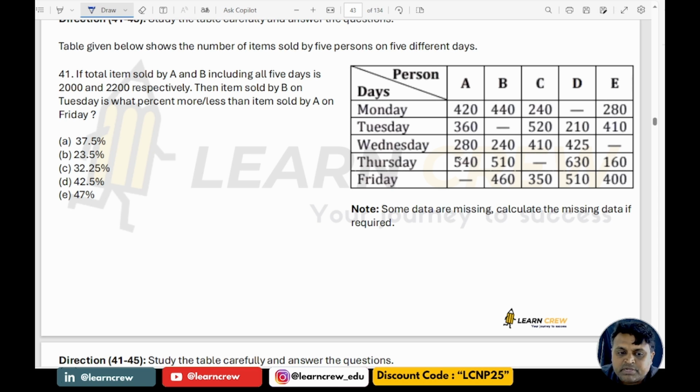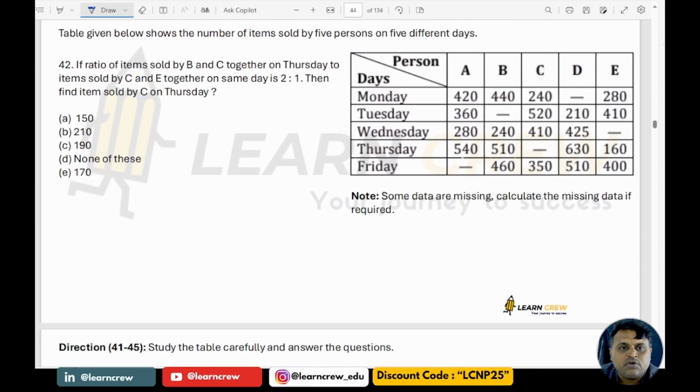So this is how much. If you subtract, 2000 minus 1600, you will get 400. So this is 400. This is 2200 minus 1650, you are going to get 550. So this value is 400 and this value is 550. So now the question is 550 is more than 400. 150 by 400 into 100. So what is the answer here? 37.5 percentage.